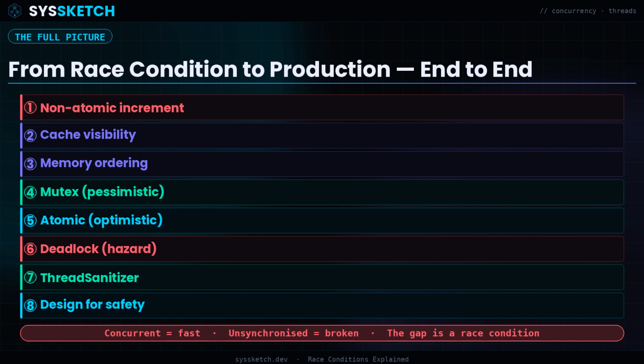The counterexample is simple, but the same pattern appears in every shared cache, every connection pool, every event listener list, and every lazy initialized singleton you have ever written. The good news is the tooling is excellent. Thread Sanitizer will find races you missed. Atomics and mutexes will fix them. And design patterns like immutability and message passing will stop you writing them in the first place.